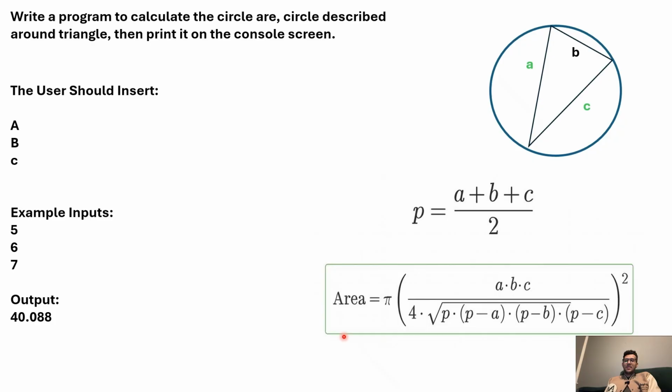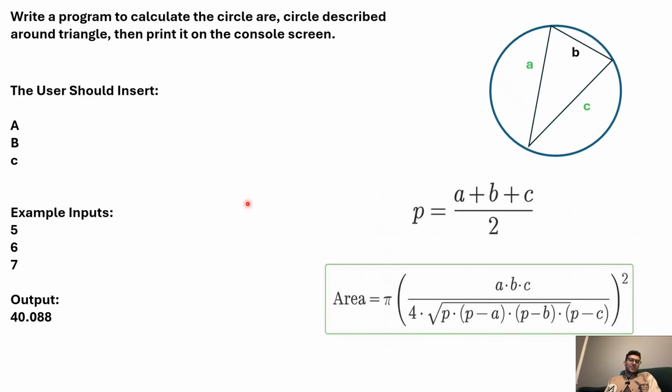After that, we declare an area variable equal to pi multiplied by all the result inside these brackets to the power of 2, which means first we start with the brackets according to calculation priorities. We say A multiply B multiply C, divided by 4 multiply square root of P multiply open bracket P minus A, multiply open bracket P minus B, multiply open bracket for the third and last time P minus C. All these results inside these brackets to the power of 2.